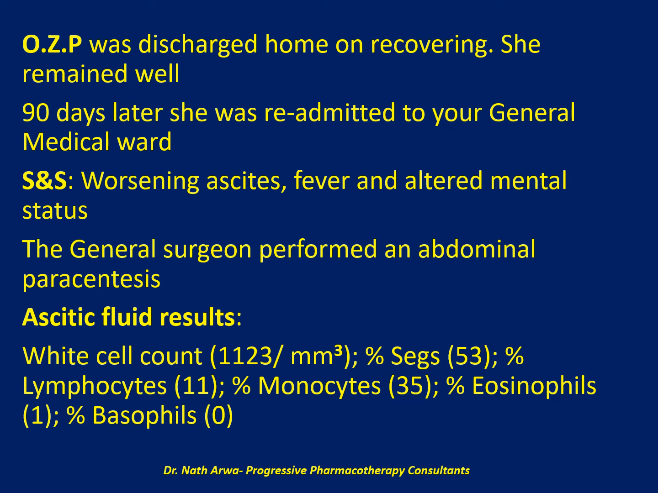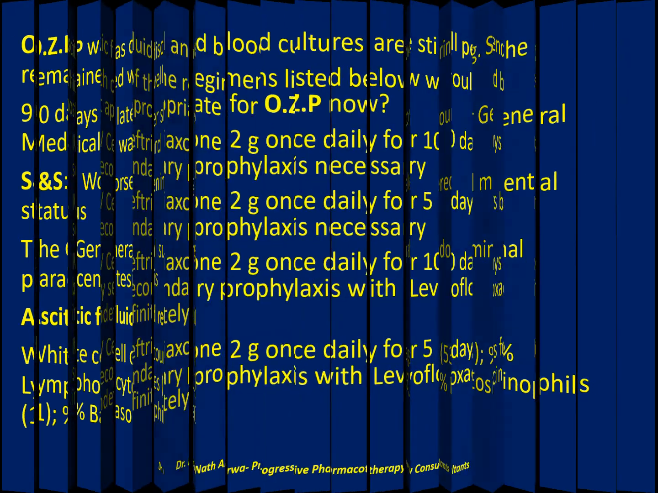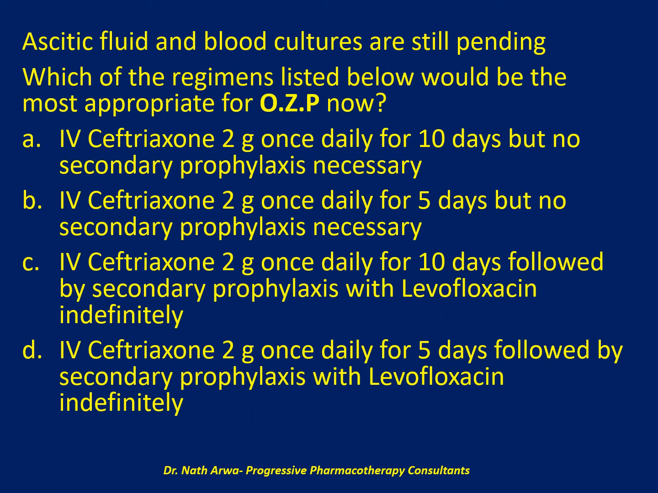The WBC count was 1,123 cells per mm cubed, and the percentage of segs was 53, percentage of lymphocytes was 11, percentage of monocytes was 35, percentage of eosinophils was 1, and there was 0% basophils. Ascitic fluid and blood cultures are still pending. So my question to you is, which of the regimens listed below would be the most appropriate for OZP now?